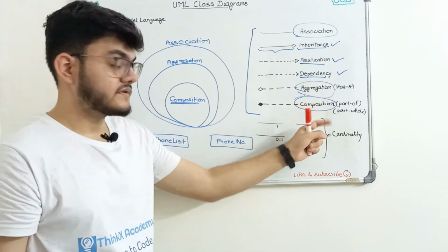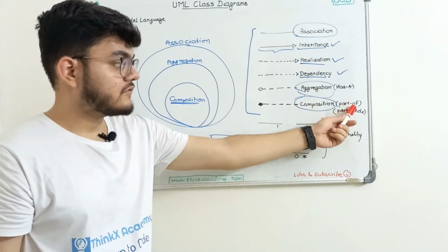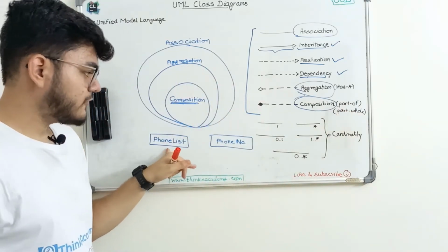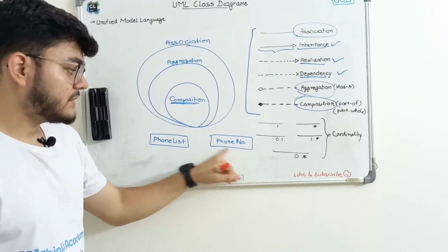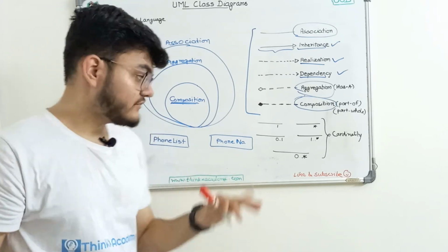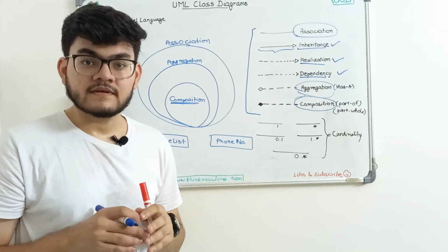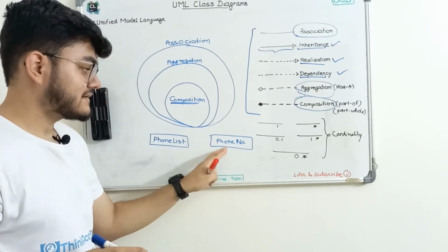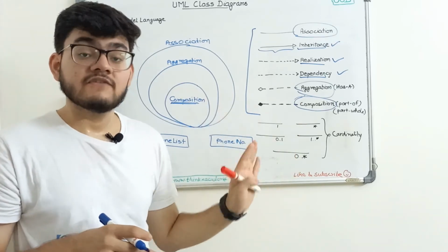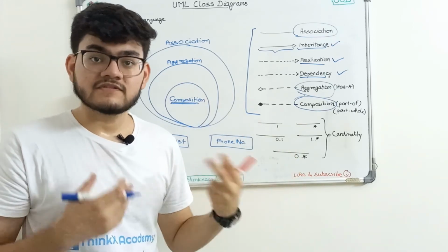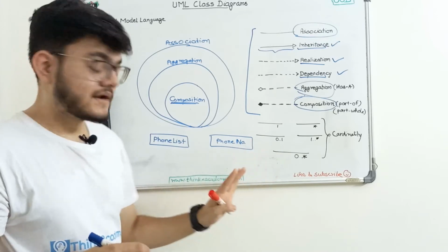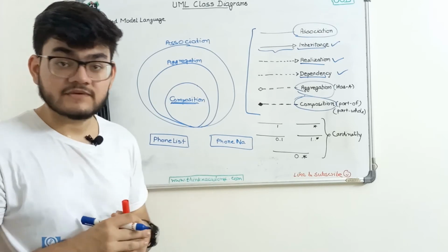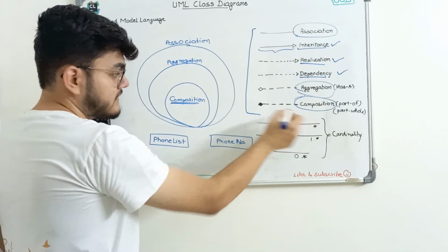So let's start with composition. Let's answer the question part of or part whole. Part whole means it is a part of a whole. If I say phone list and phone number, can I say phone number is a part of phone list? The answer is yes. Phone number is a part of phone list. The second question is, can they both exist independently? The answer is yes. A phone number has its own existence. If we have a separate phone number, it is associated with some person and it can exist independently. And this phone list can also exist independently. It can have some other phone numbers as well. So we first go to composition.